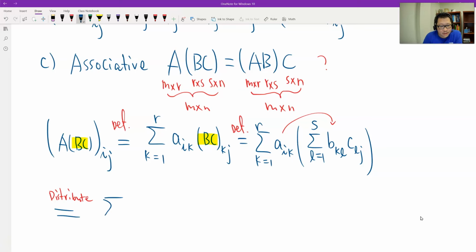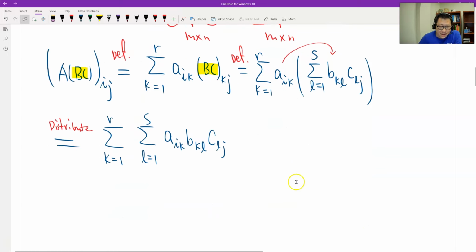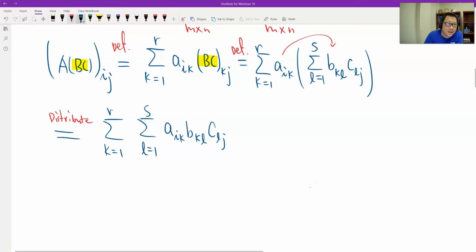So we have this summation K from 1 to R, and we have another summation, L from 1 to S. After the distribution, I have A, I, K here, B, K, L here, C, L, J here. Okay, can you see? Now it's much better.